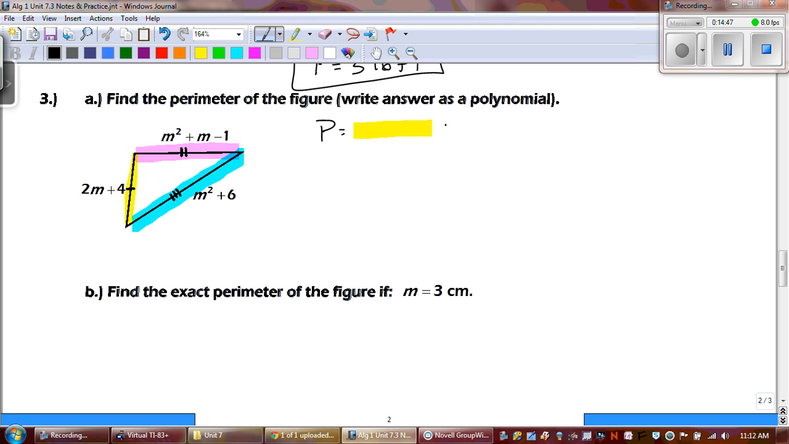So we have the yellow plus the pink side plus the blue side. Okay? So we have 2m plus 4, m squared plus m minus 1, and then m squared plus 6. Okay? So what I want you to do, see if you can pause the video, see if you can combine the like terms to get what our polynomial will be. Okay? Good luck.